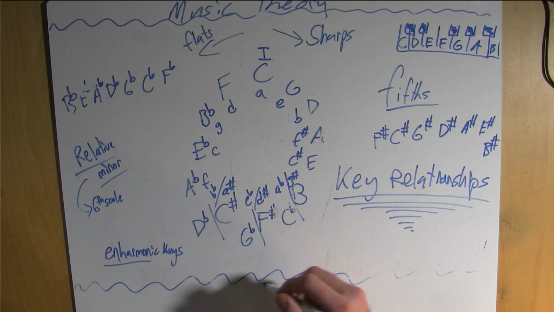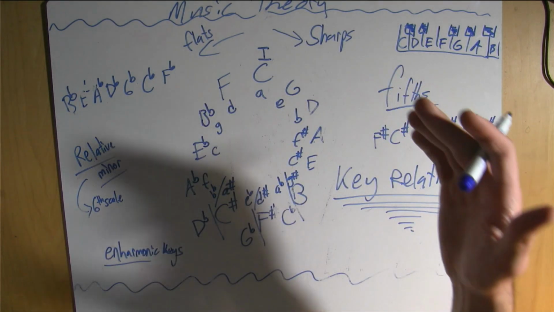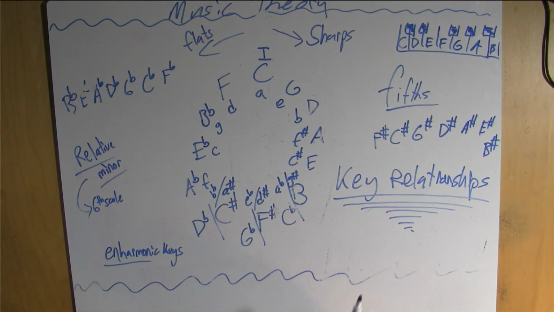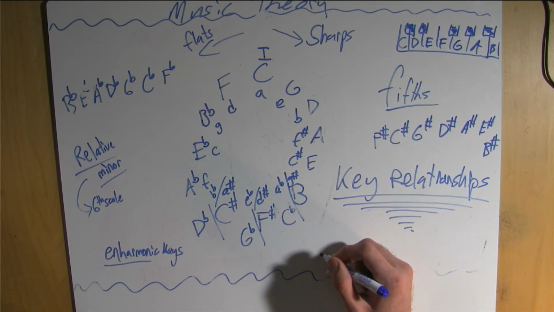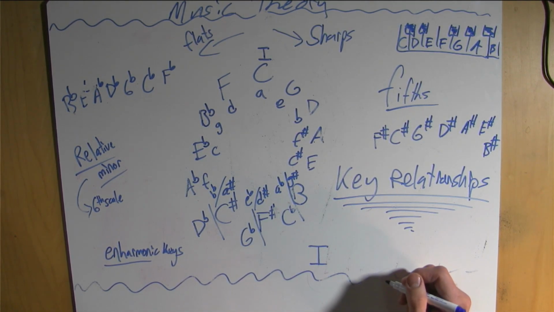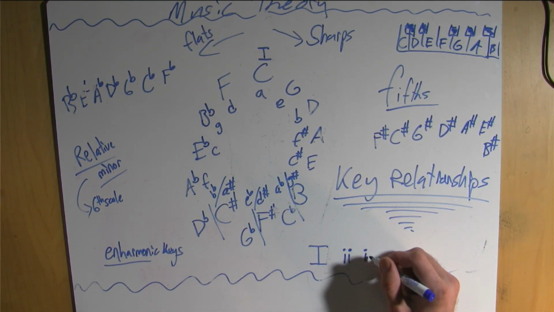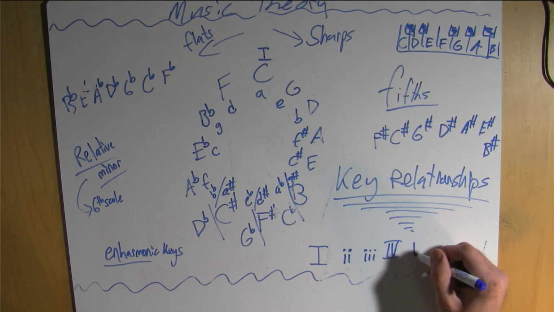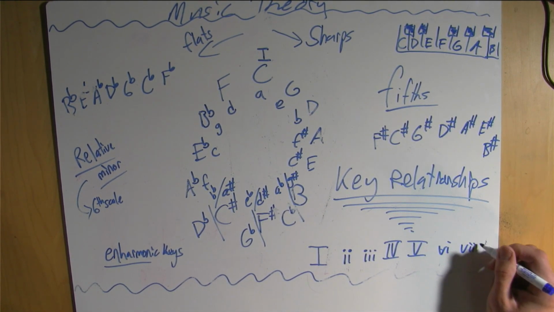So if you take a C major scale, C, D, E, F, G, A, B, and you stack thirds on top of each of those notes, you can get the diatonic set. I've talked about this in some previous videos, so you can go back and check stuff out. But basically, in every single major key, you have 1, which is major. You have 2, which is minor. You have 3, which is minor. You have 4, which is major. You have 5, which is major. And you have 6, which is minor. And you have 7, which is diminished.